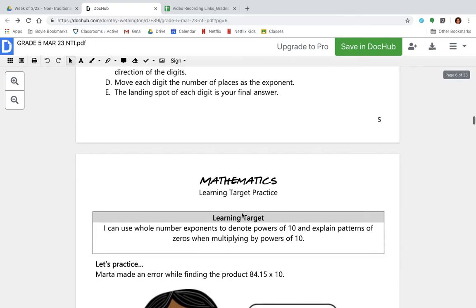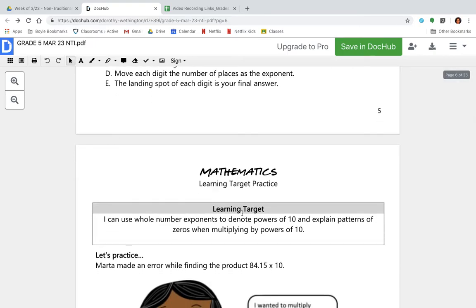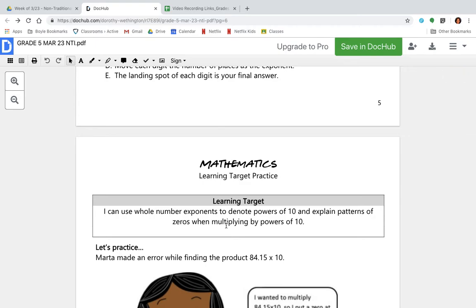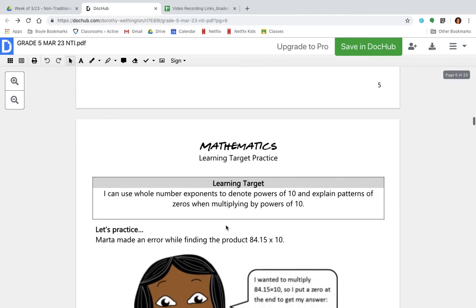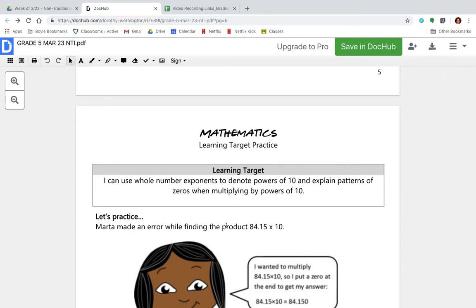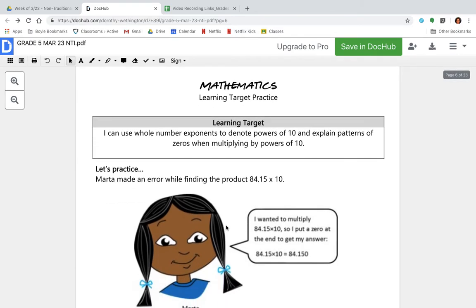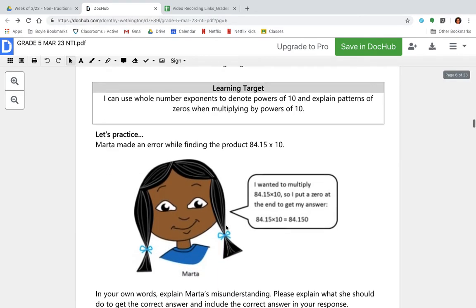Mathematics, learning target practice. Learning target: I can use whole number exponents to denote powers of 10 and explain patterns of zeros when multiplying by powers of 10. Let's practice. Marta made an error while finding the product 84 and 15 hundredths times 10.